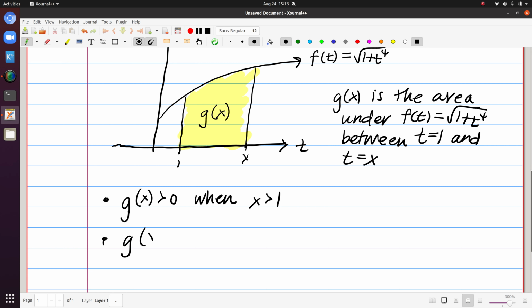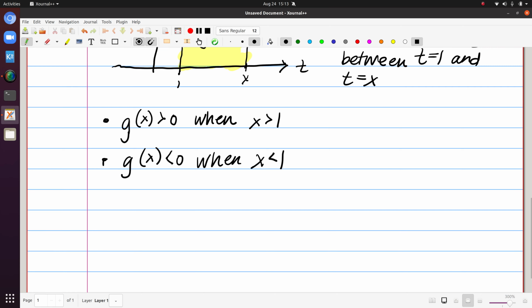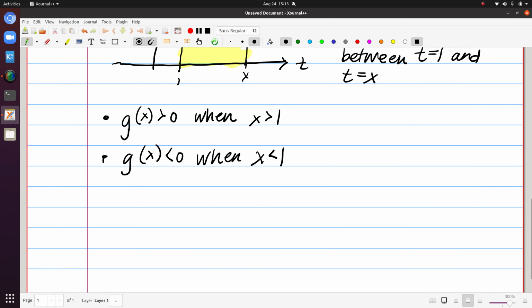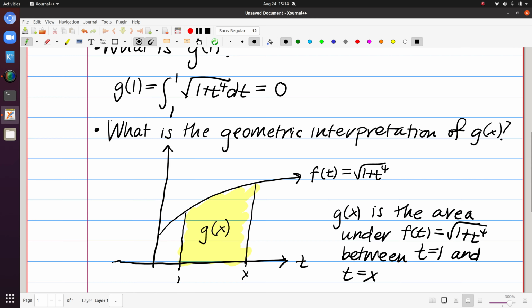Now, if we instead plug in x values smaller than 1, it turns out that this will be negative. So it's still true that f of t is positive everywhere, so the integrand is positive. We have positive heights. But if you integrate from, say, 1 to 1/2, we know that that's the negative of the integral from 1/2 to 1 from our properties. So that's where that minus sign comes from. Effectively, it's like we have a negative width. And of course, the function evaluates to exactly 0 when we plug in 1. That's what we looked at before.